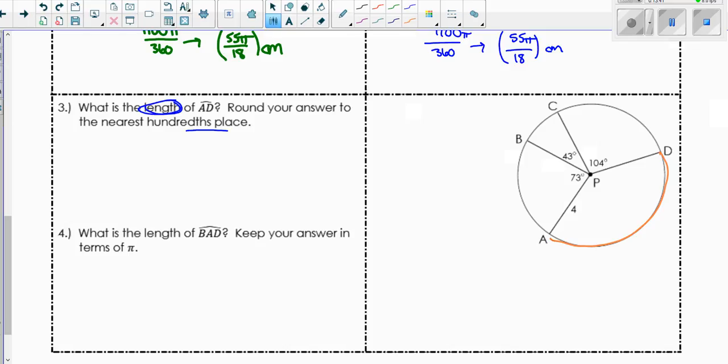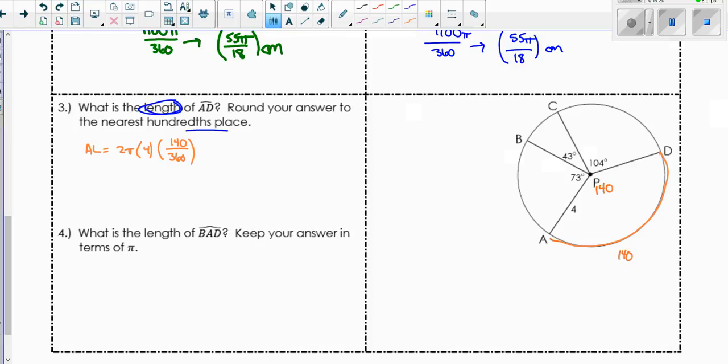I'm going to have to figure out what that angle measure is, but notice I have 104, 43, and 73, so I can subtract those from 360, not 180. And I get that this is 140. Since that's a central angle, this arc is also 140. So my arc length is equal to 2 pi times my radius, which is 4, times 140 degrees out of 360. So again, circumference would be the total distance around, but I just want the length from A to D.